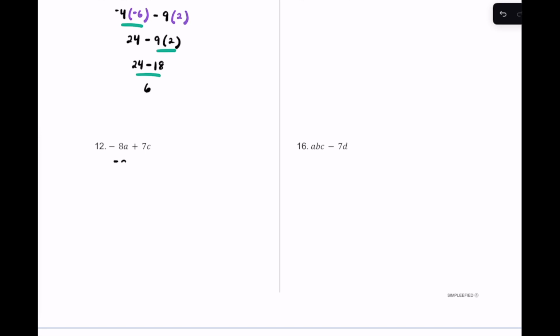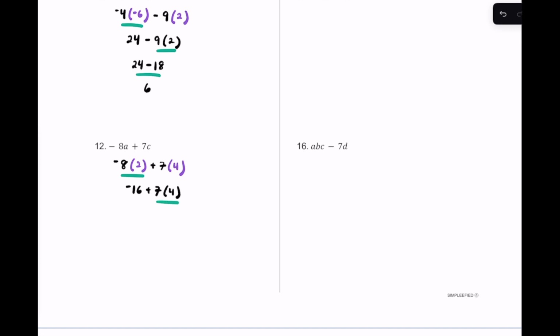We're going to have negative 8 multiplied by a. Now a is equal to 2. Let's go ahead and substitute a 2 in here. Plus we're going to have 7 multiplied by c, and c is equal to positive 4. All right, first things first, let's do the multiplication on the left side here. Negative 8 times 2 is going to be negative 16. And then we still have this 7 multiplied by 4.